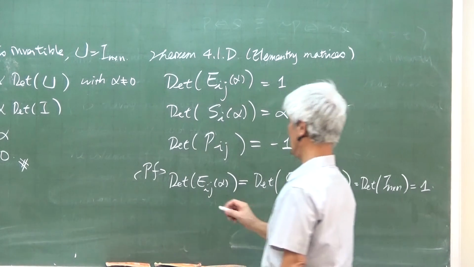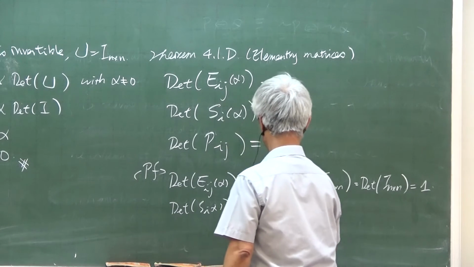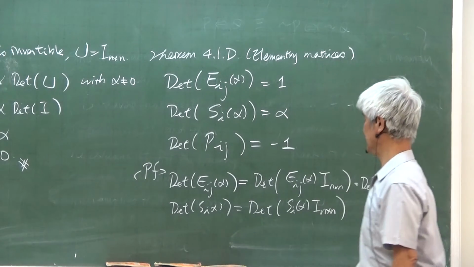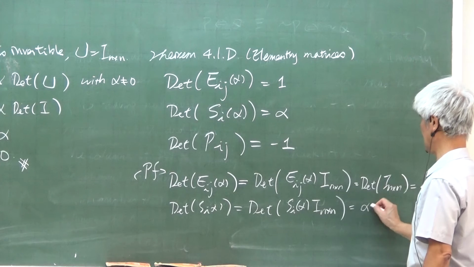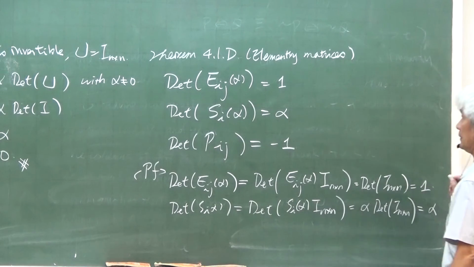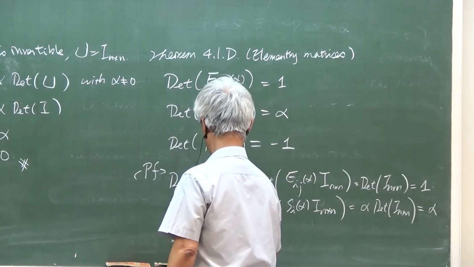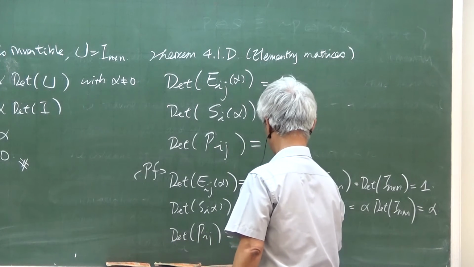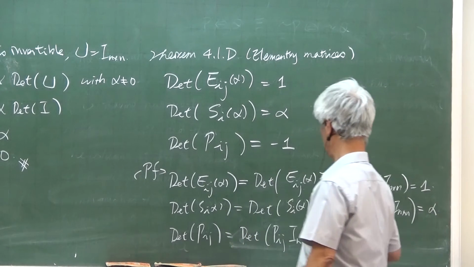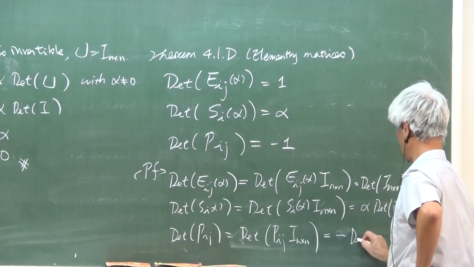Okay. And the determinant of S_i(alpha), the scaling, right? It's S_i(alpha) on the identity matrix, and this is again alpha times determinant of I_n. So this is alpha. And the determinant of E_ij is the determinant of the row exchange on the identity matrix. So this is -1. So we change the sign of it.